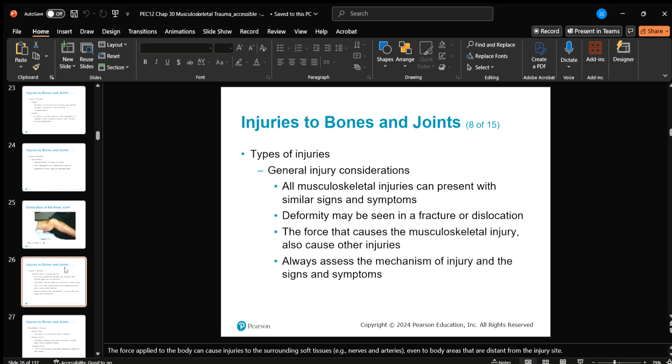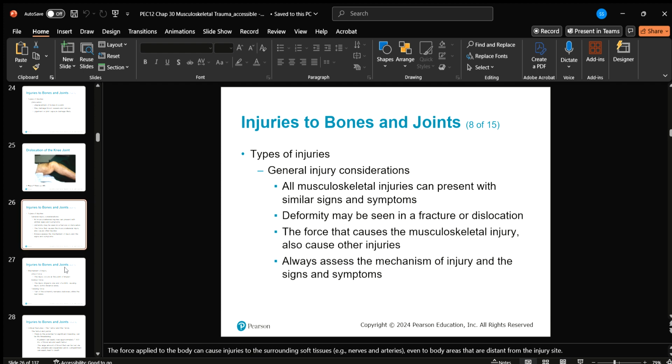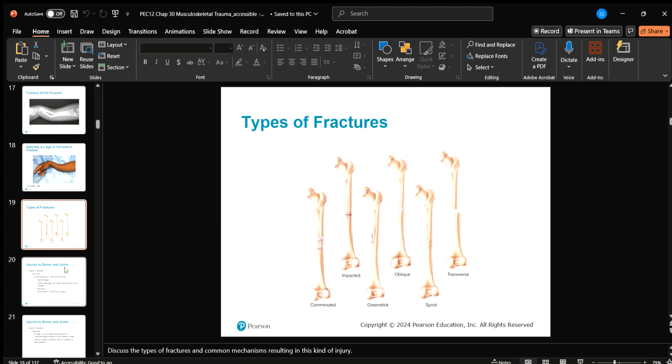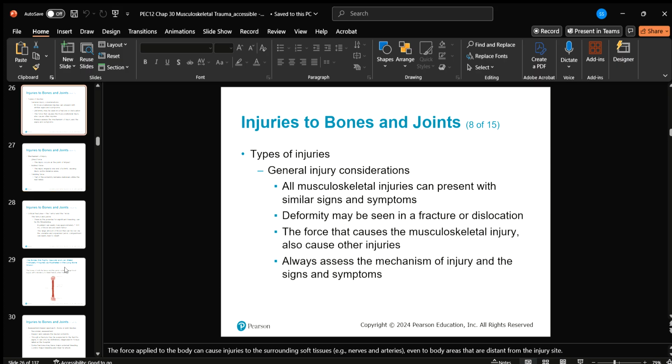All right, so always assess the mechanism of injury and signs and symptoms when we're talking about any type of musculoskeletal injury. Obviously, the MOI is going to be very important. Was it a fall? Was it a motor vehicle collision? All these things are going to be important when we talk about this. And this just continues on: direct force, indirect force, or twisting, because twisting may result in the spiral fracture that we saw in this slide, the second furthest to the right. You may get a spiral fracture from a twisting motion.